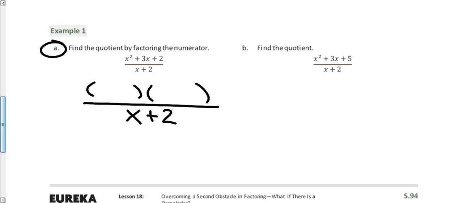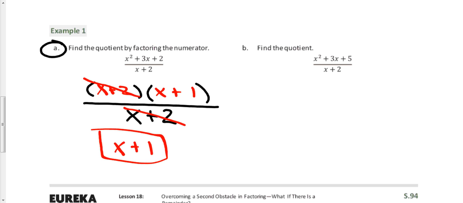So when we did our factoring, we got x plus 2 and x plus 1, right? And then what's the natural thing that I can do, Danica? What can I do from this point? What can I do, Caleb? I can eliminate this x plus 2 with this x plus 2, and I'm going to get x plus 1 as my simplified expression. Okay?